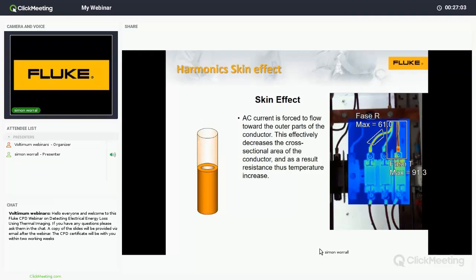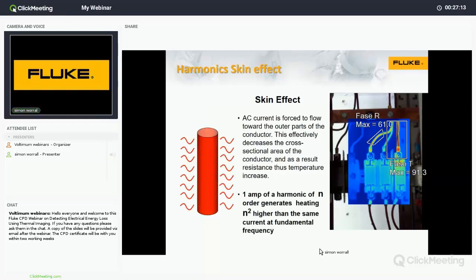So 50 hertz flows down the entire cross-sectional area, but high frequencies flow down the outer edges. And you've got currents flowing down less copper, so they generate more heat. And another effect of higher harmonics is the heat they generate is far, far greater than anything in the fundamental. Let me try and explain this, and I'll try and explain it in layman's terms to make it easier.